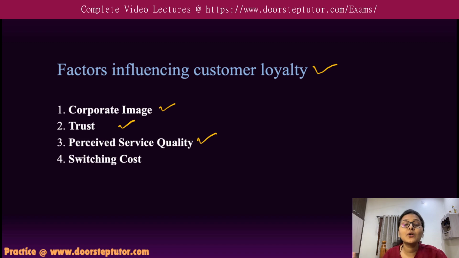For example, a hotel chain that consistently provides clean rooms, good ambience for the customers, friendly staff and prompt service. This creates a feeling of reliability for its guests and the guests want to keep receiving that service again. They keep coming back towards that particular hotel. The very last factor over here is switching cost.